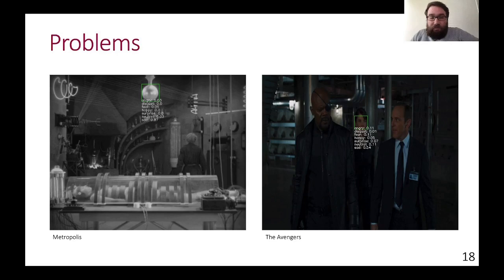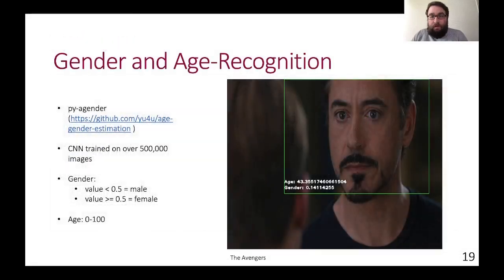Indeed, these models are trained mostly on pictures of faces looking directly towards the camera, which is of course not always the case in movies and therefore a problem for movie analysis. For the gender and age recognition, we used the Python model PyAgeGender. This is again a two-step process, starting with a face detection, followed by the gender or age detection.